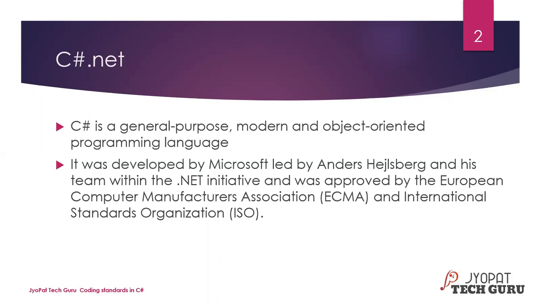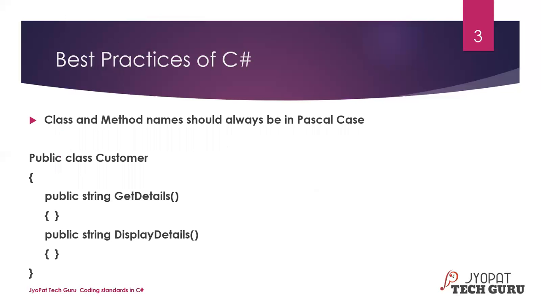So what exactly is C#? C# is a general purpose, modern and object-oriented programming language. It was developed by Microsoft, led by Anders Hejlsberg and his team within the .NET Initiative, and it has been approved by ECMA, that is European Computer Manufacturers Association, and ISO, International Standards Organization. So what are the best practices of C#?